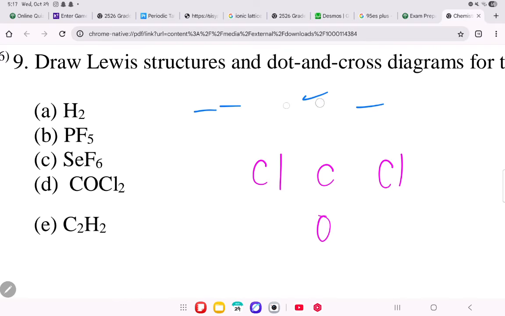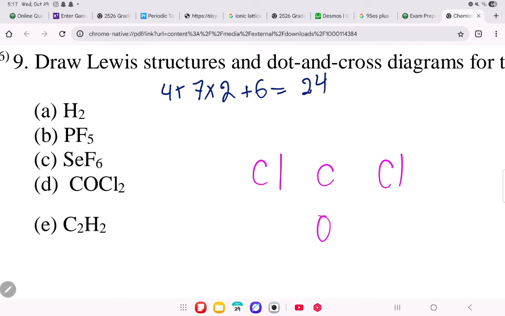Perfect. Now, what do we start with? We start with the group number of each atom. So carbon is group 4, plus chlorine being in group 7, but we have 2 chlorines, so 7 times 2, plus oxygen being in group 6. So 4 plus 7 times 2 plus 6 is going to be in total 24.